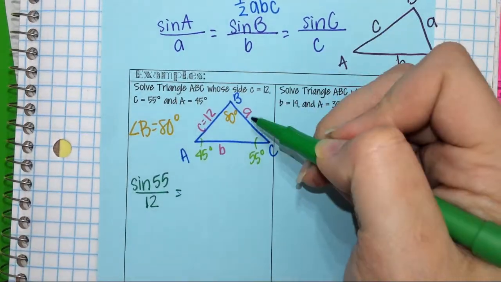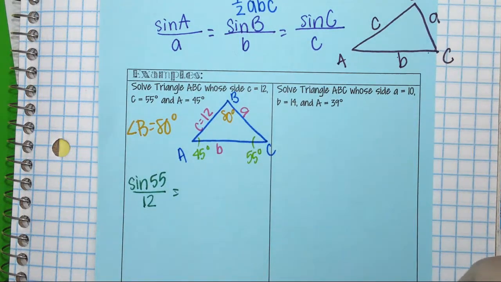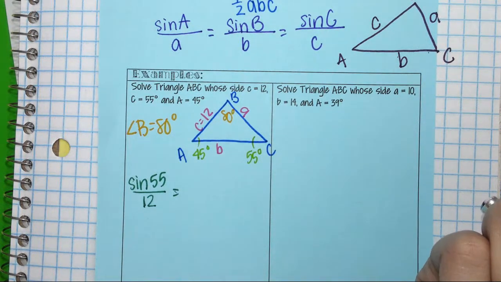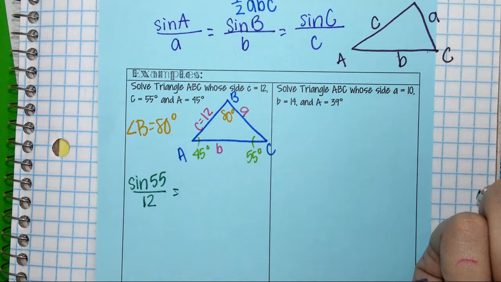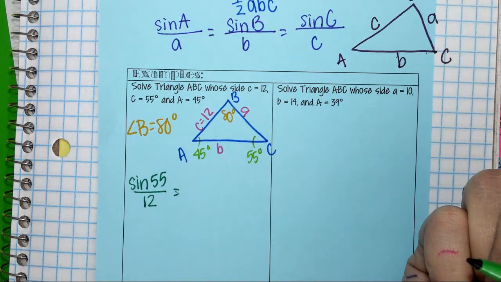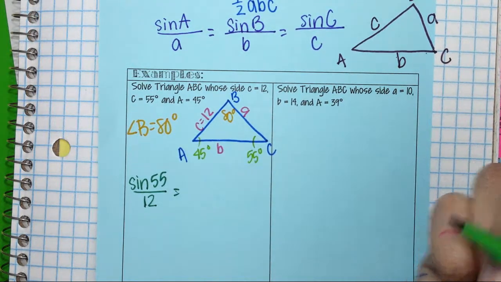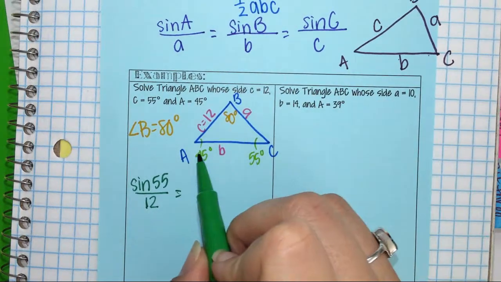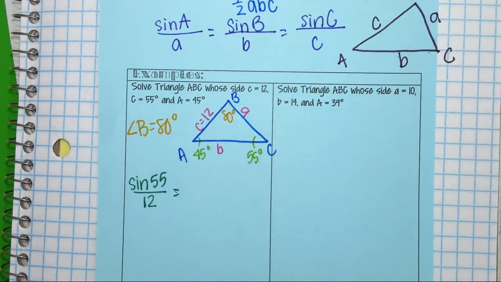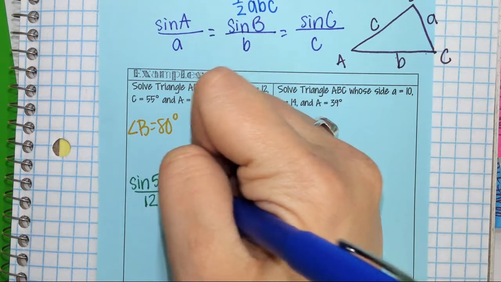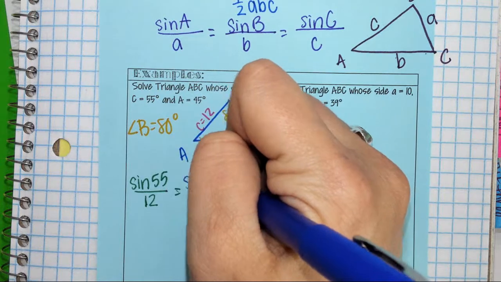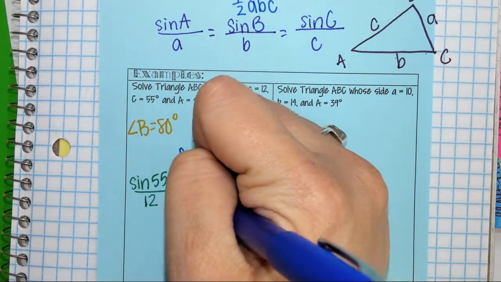And do you guys want to find baby A or baby B first? Does it matter? Really though? No. Let's go with A just for funsies. All right, so what are we going to write on top? Sine of 45. Why did you choose 45? Good. Take a point. And that's the measure for angle A, right? So the sine of 45 divided by little a.